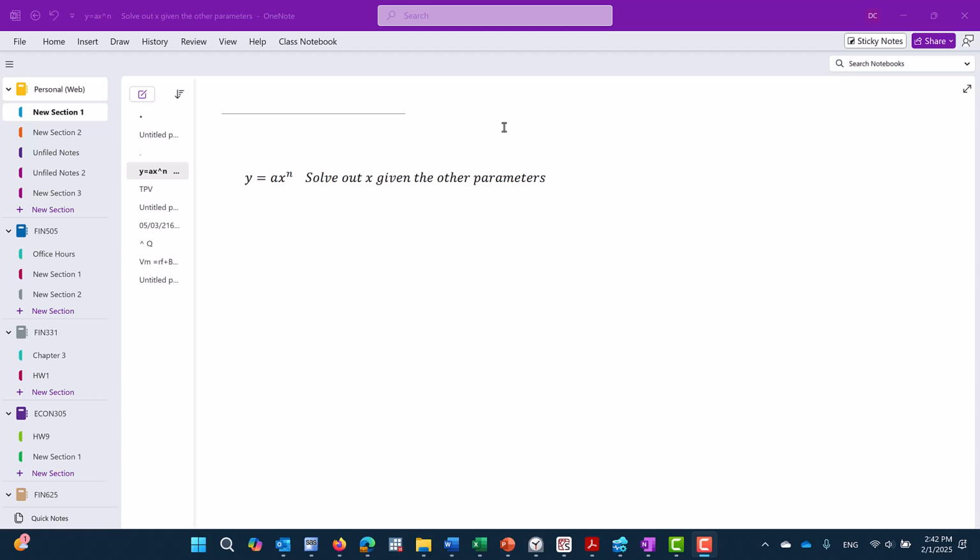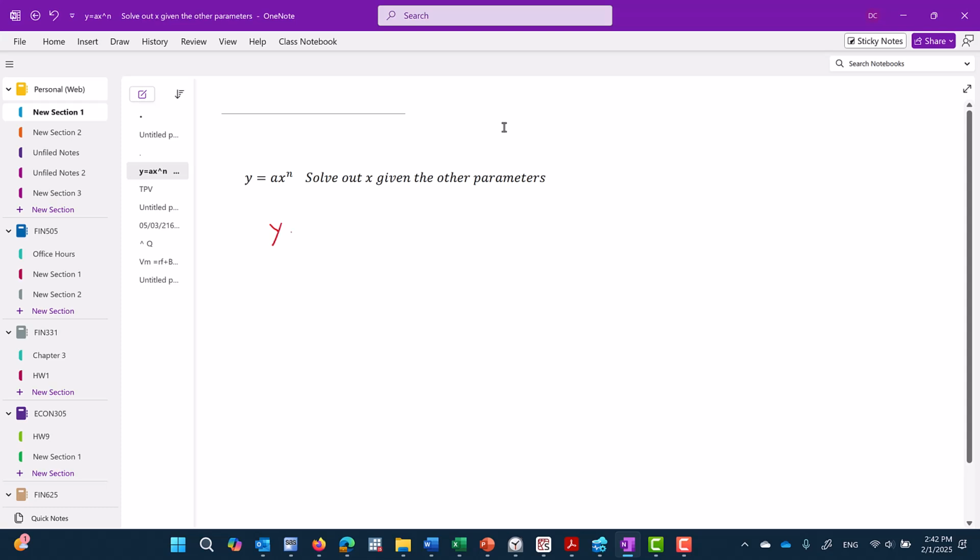So for example, we could say that y equals, whatever, $120, and a equals, let's say, 100, okay, and n equals 2. n could be any arbitrary number, not necessarily an integer. For example, n could be 1.5, 2.5, whatever.